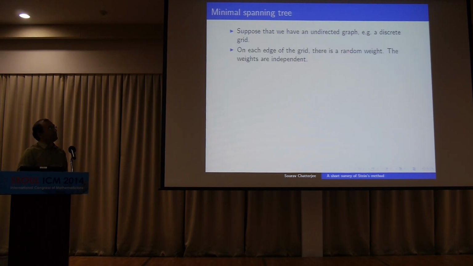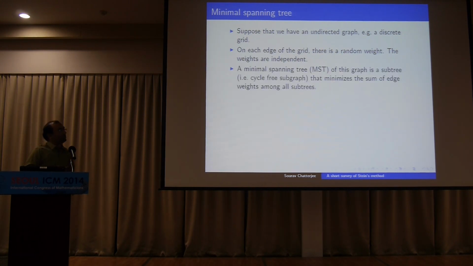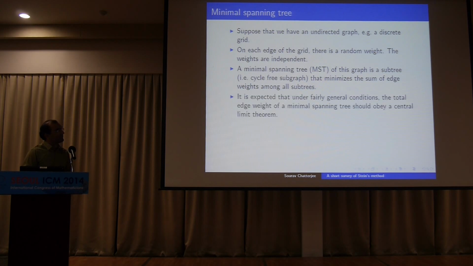On each edge of the grid there is a random weight. The weights are independent. Okay? So a minimal spanning tree is a subgraph, a subtree of this graph. So it's a cycle-free subgraph of this grid that minimizes the sum of edge weights among all subtrees. Okay. So that's the definition of a minimal spanning tree.